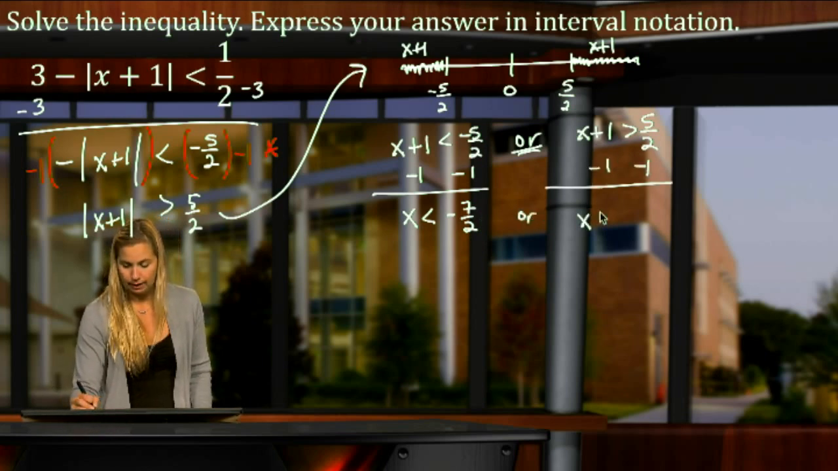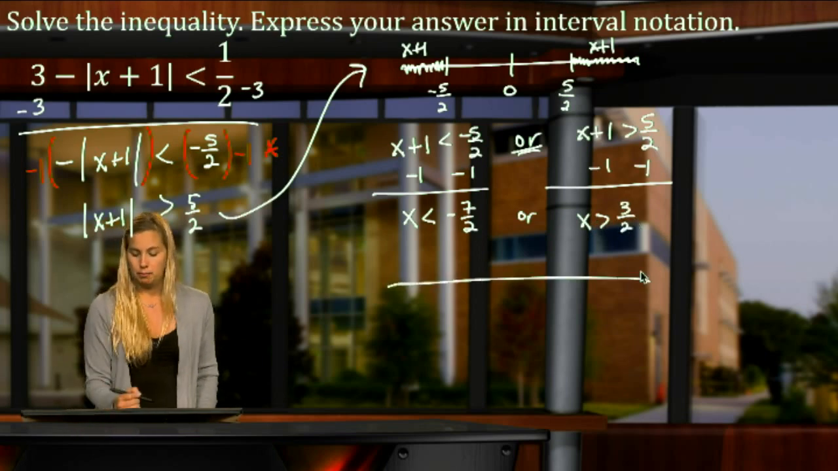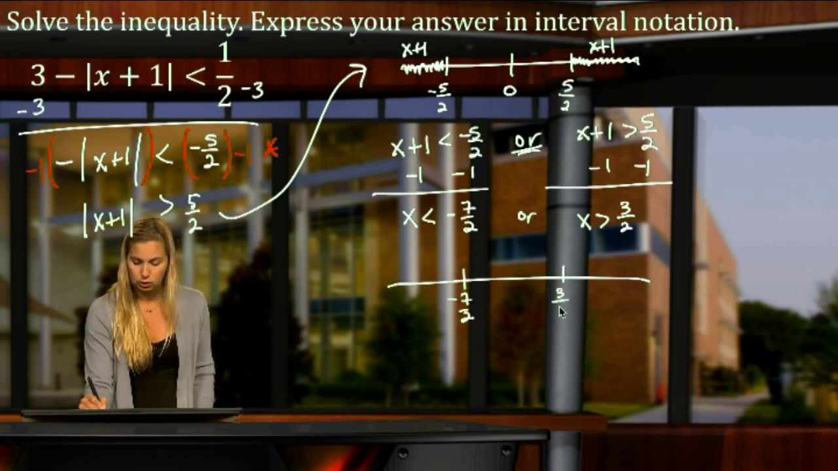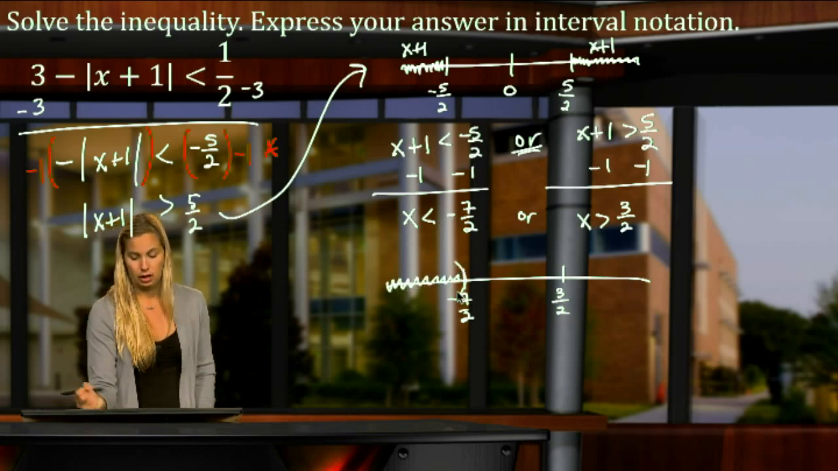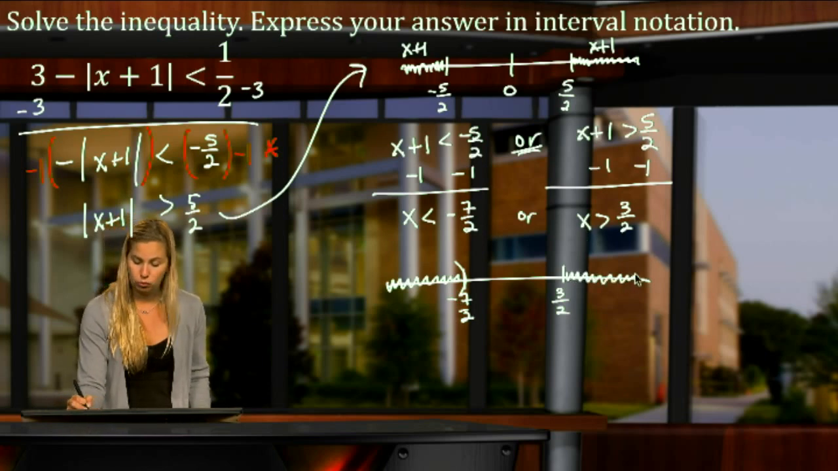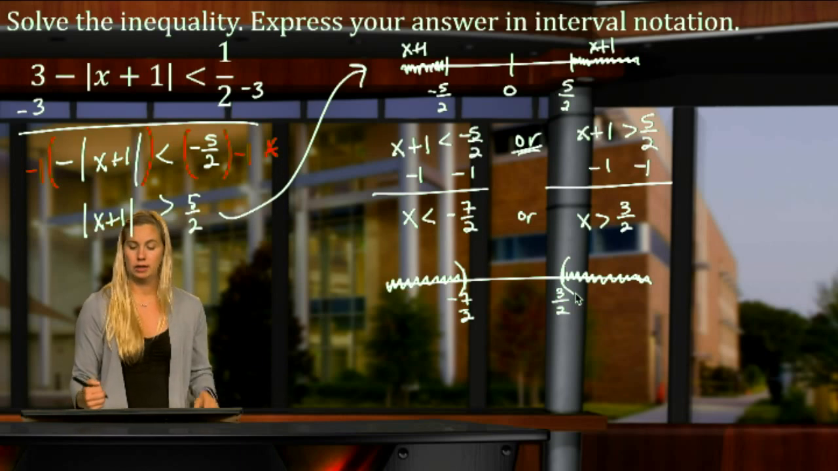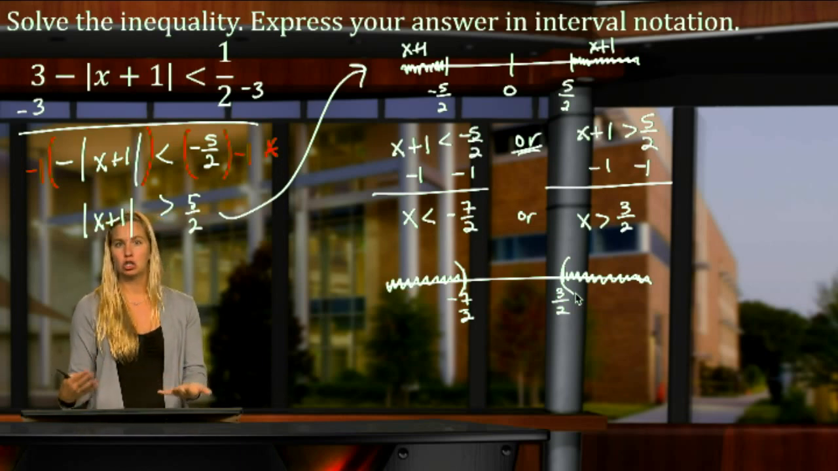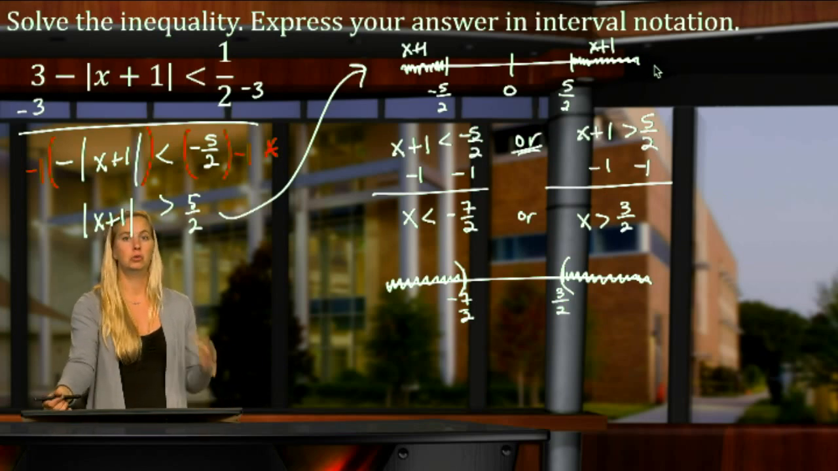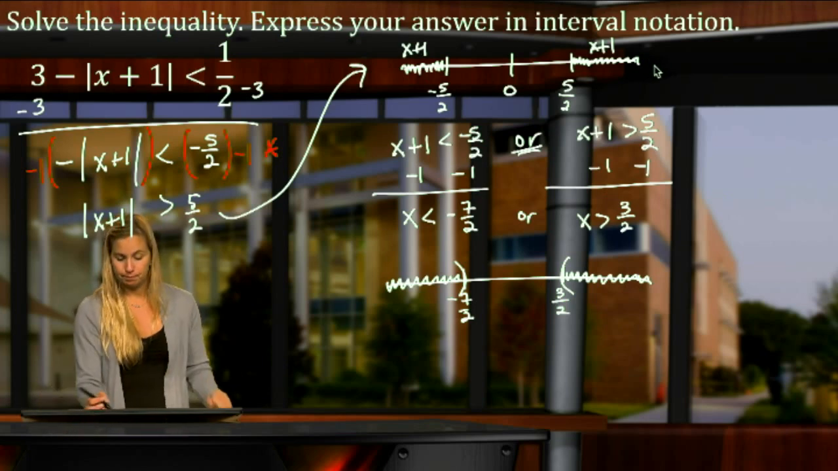Or x is greater than positive 3 over 2. If we look at this on a number line, here's negative 7 over 2, here's positive 3 over 2. This first inequality is talking about values to the left of negative 7 over 2, not including it. And then the second inequality is values to the right of positive 3 over 2, again, not including it. So we see a similar shading as we did in our first graph to set up our new inequalities.